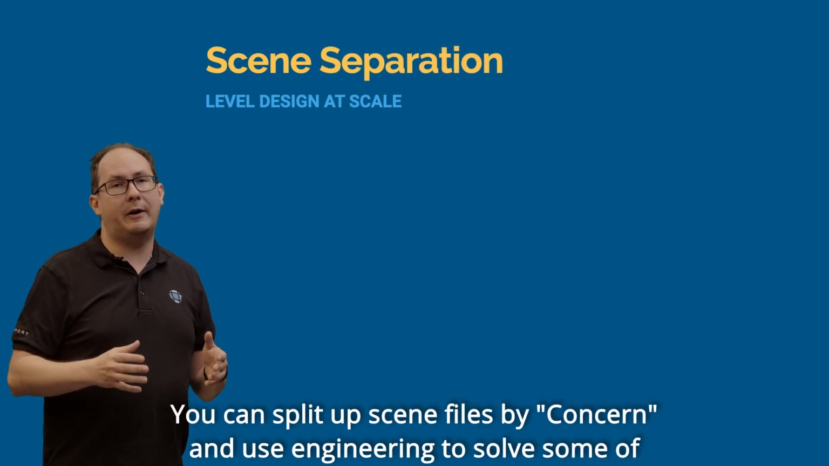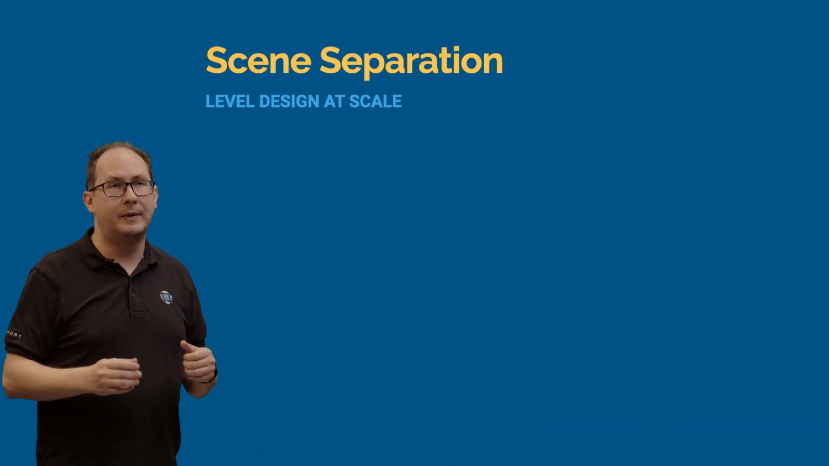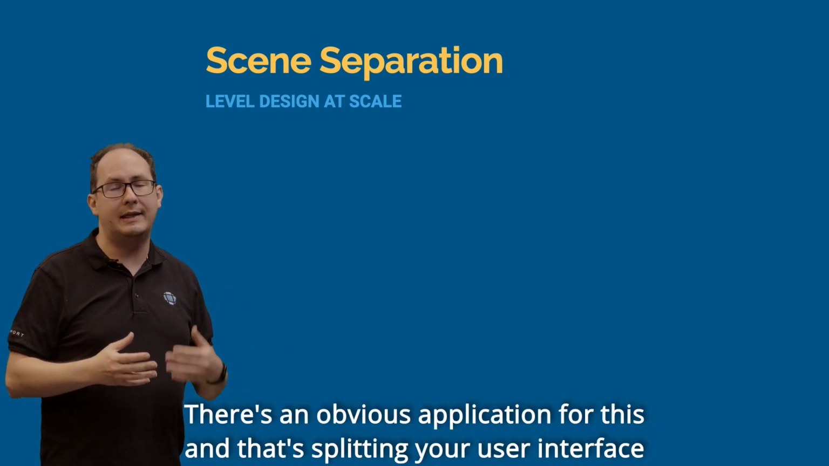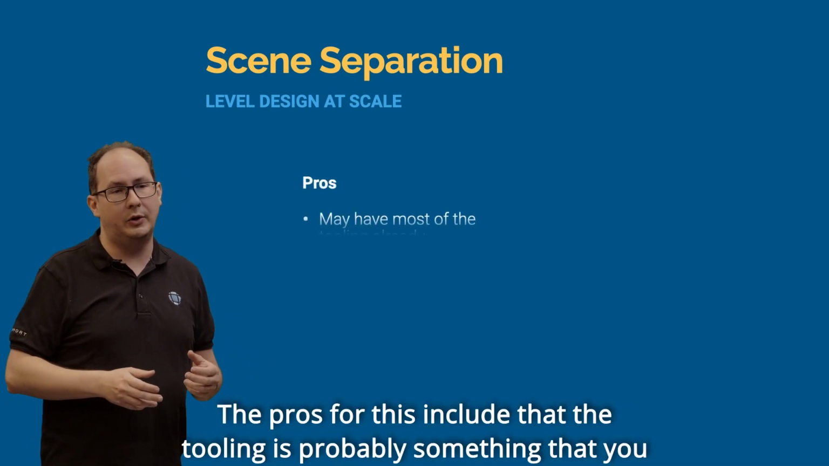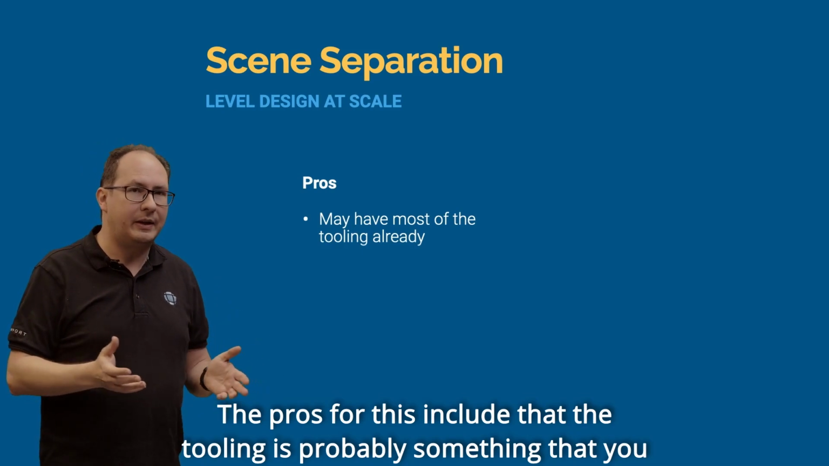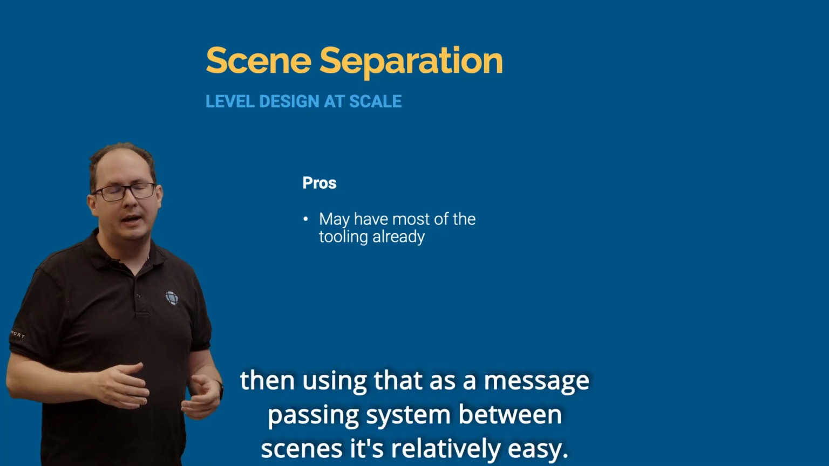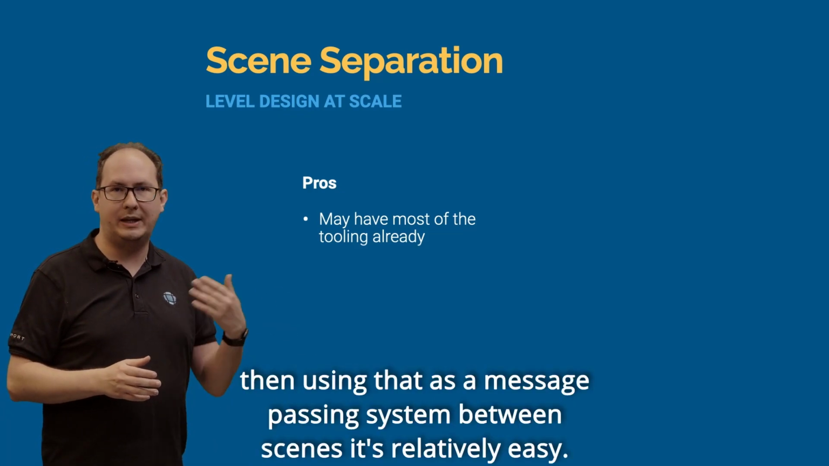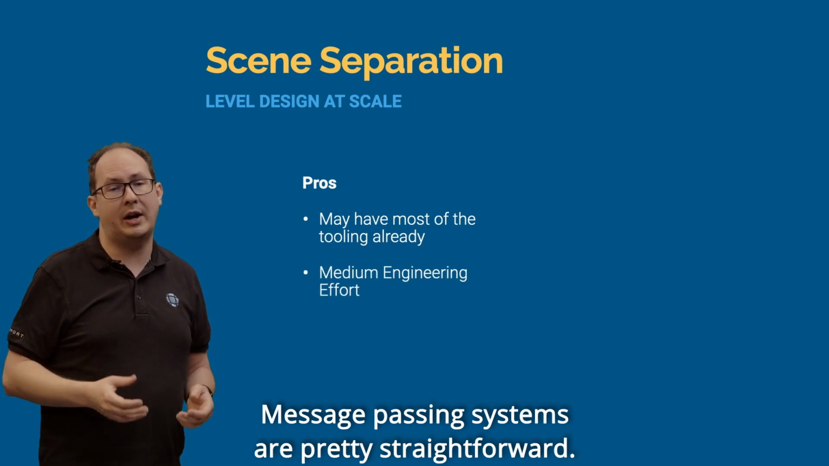You can split up scene files by concern and use engineering to solve some of the issues that may arise. There's an obvious application for this, and that's splitting your user interface off from everything else. The pros for this include that the tooling is probably something that you already have. If you have any kind of dependency framework or some sort of manager system, then using that as a message passing system between scenes, it's relatively easy.